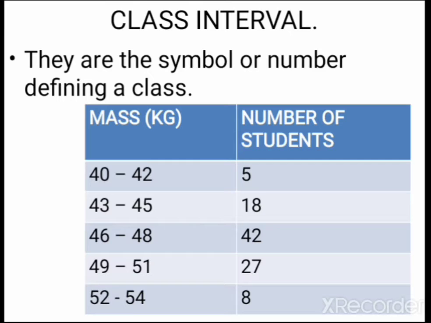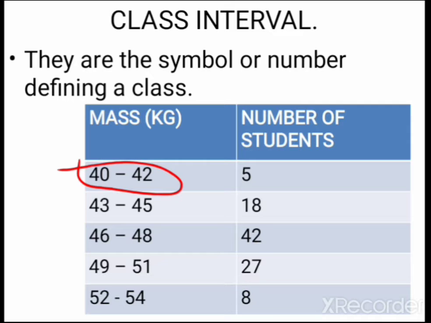Then we have another concept, class interval. When we talk about class interval, we talk about a number or symbol that represents a particular class or defines a class. From this example on our screen, 40 to 42 is referred to as the class interval. That class interval indicates that a particular student in this class must have a mass of 40 to 42 kilogram. Anybody that does not have such a weight cannot be in that class. So the class interval is used to define a class.